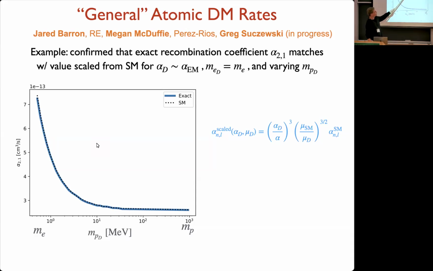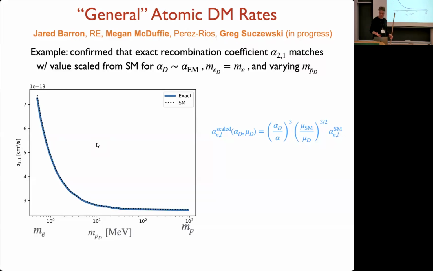In this particular example, we're still keeping alpha dark equal to the electromagnetic fine structure constant, and we're taking the dark electron mass to be the electron mass, half an MeV, and then varying the proton mass all the way from the GeV down to an electron mass. The exact curve in blue is our exact calculation, and the scaled standard model rate, which has some simple scaling, matches it very well.